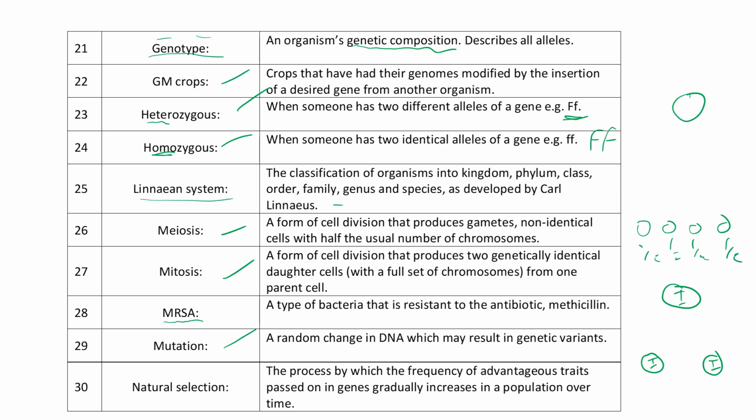The process by which the frequency of advantageous traits passed on in genes gradually increases in the population over time. Okay, so lions, the biggest lion wins, right? And then the biggest lion's genes then get carried on to the next generation. Natural selection. It's kind of like survival of the fittest, like I talked about before.